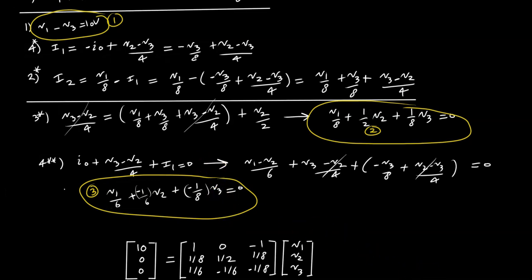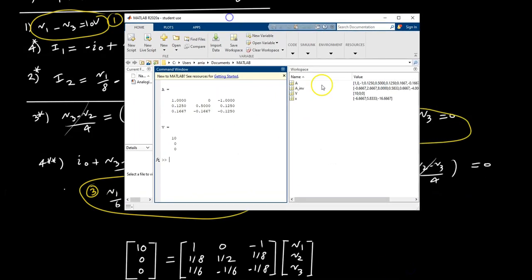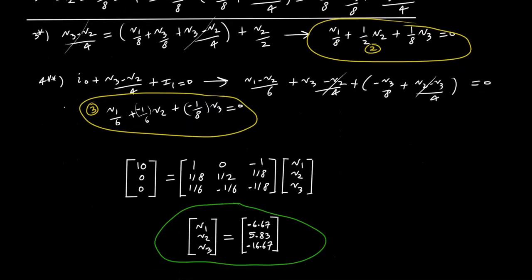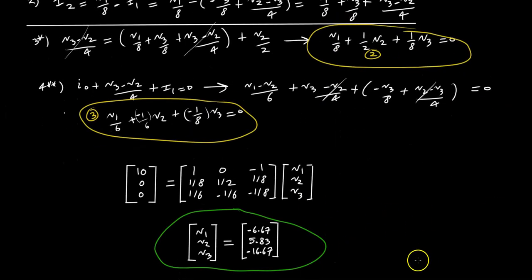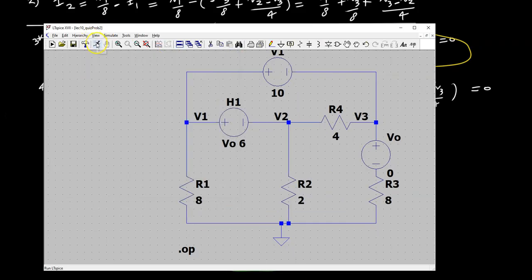Plugging those into MATLAB, we get the following results. You get negative 6.67 volts, 5.83 volts, and negative 16.67 volts. I have the final answer written here. And finally, we're going to check LTspice. Let me run it one more time.